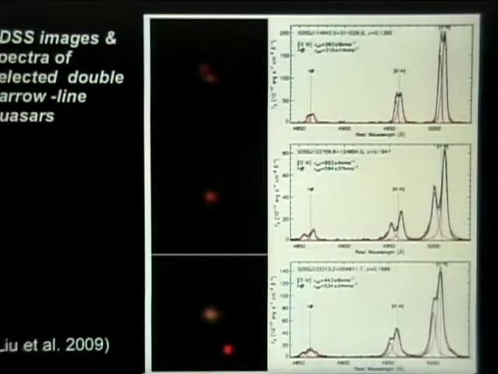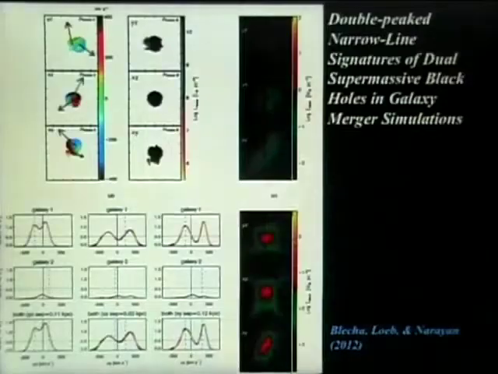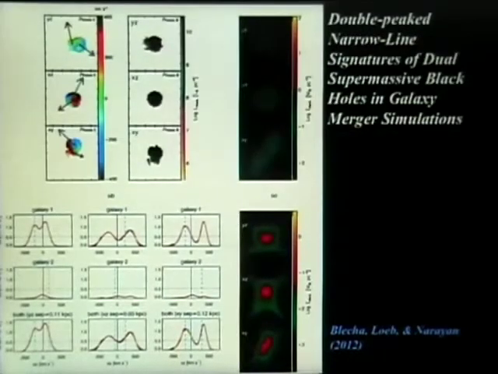And we have evidence for systems that have double narrow line regions. These may be good candidates for binary black hole systems. The problem is that there is contamination in this sample also of systems that have a gaseous disk, where you get a double peaked profile just from the geometry of a disk, where you have orbiting gas and you get the Doppler effect from the two sides of the disk. But some of these systems are definitely due to dual black hole systems.